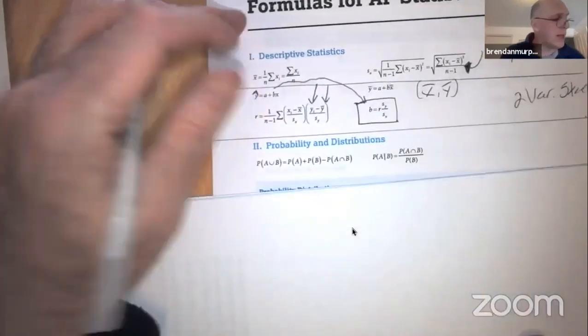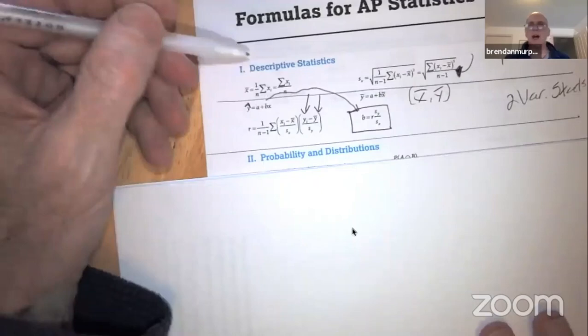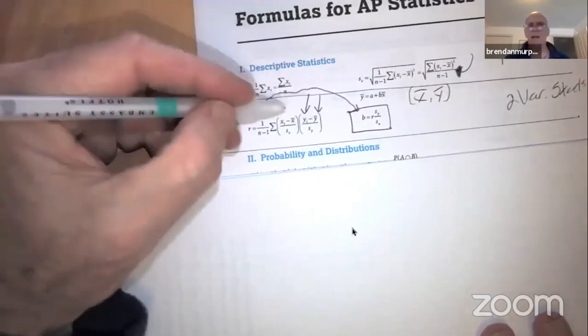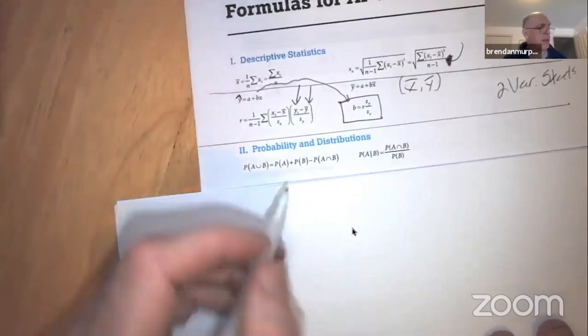So that's kind of the formulas for what we call descriptive statistics. Sometimes I call it EDA, exploratory data analysis, basically the same thing. A couple formulas for probability here.